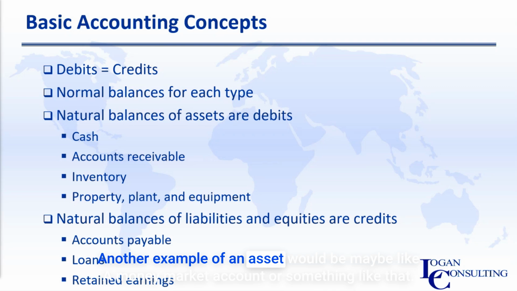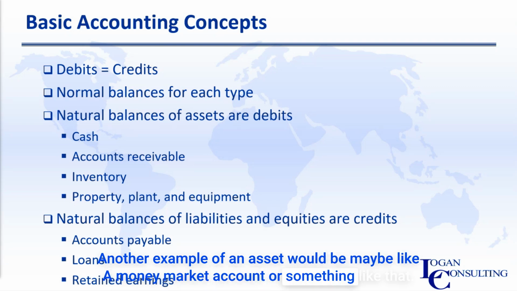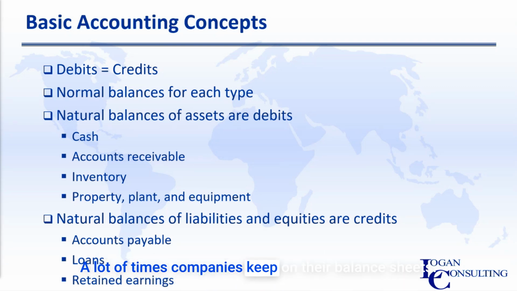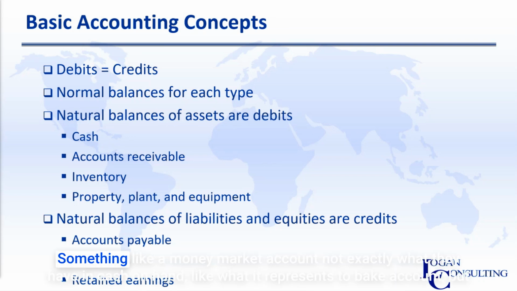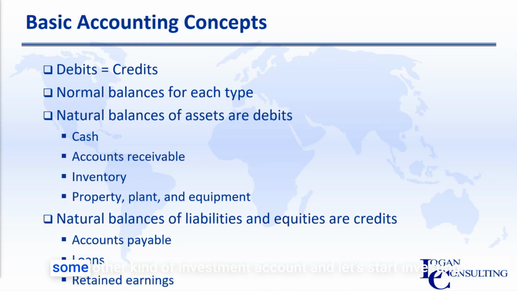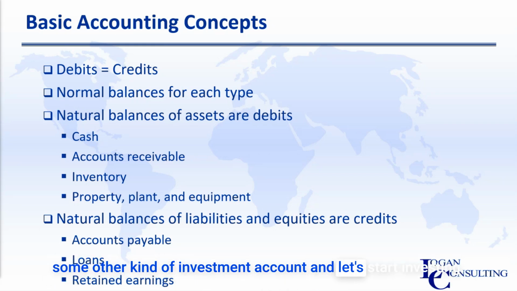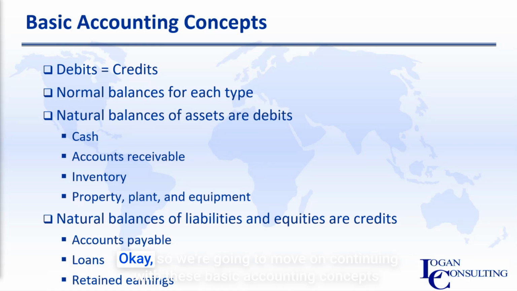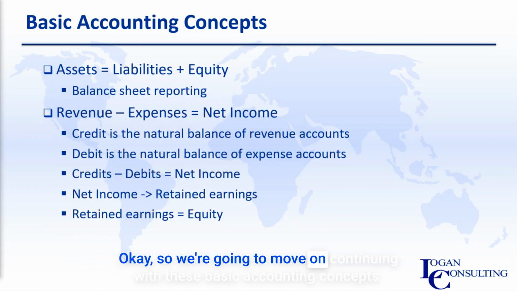Another example of an asset would be maybe a money market account or something like that. A lot of times companies keep on their balance sheet something like a money market account, not exactly what they have in cash on hand, like what represents their bank account, but some other kind of investment account in which they're investing money. Okay, so we're going to move on.